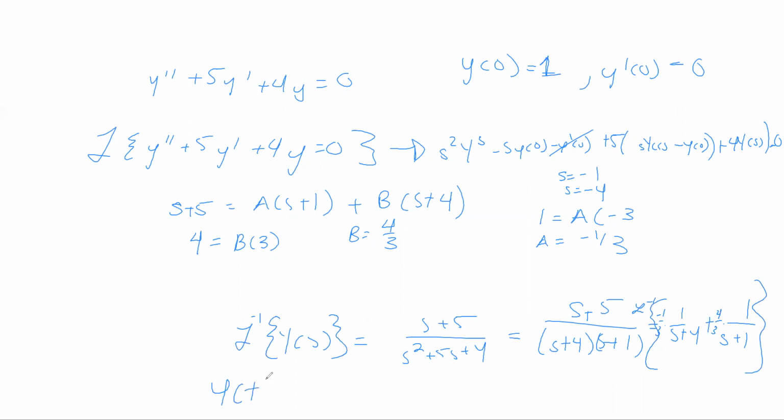That means I end up back with my y of t, and specifically on the other side, I have -1/3 e to the -4. Actually, I think it's +4. Negative. Plus 4/3 e to the -t. Let me double check. I believe it's positive. Yeah. So those become negative because this would normally be s minus a. Okay. And so that is our solution for y of t.